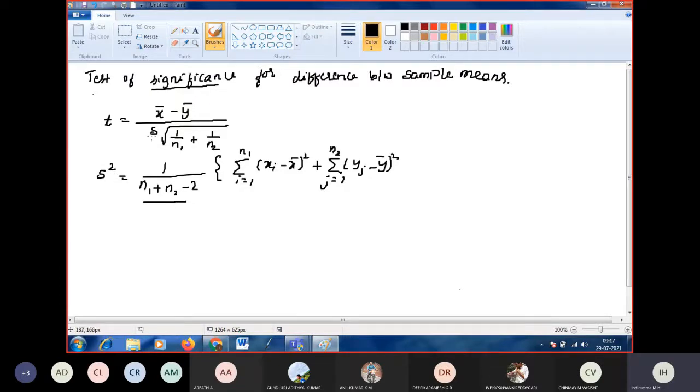Then substitute. n1 is the number of terms in the first sample, n2 is the number of terms in the second sample. X bar is the mean of the first sample and y bar is the mean of the second sample. So please write down this formula. I will ask this formula while solving the problem. Write down the formula. Then I will go for the problems.